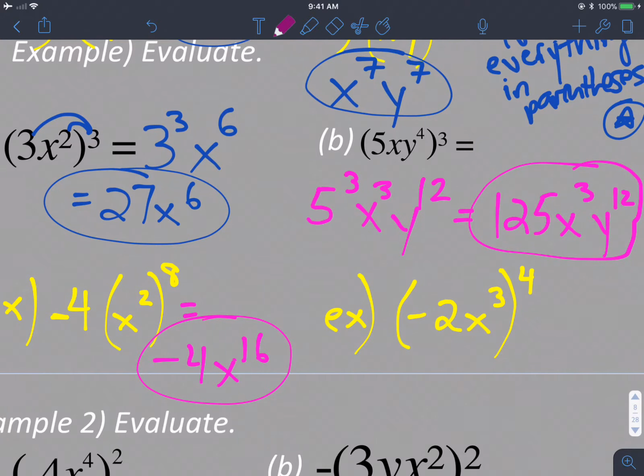Last one we'll do, okay? Look at this one over here, negative 2x to the third, all of it taken to the fourth power. The 4 gets applied to both of them. Kind of like that, right?